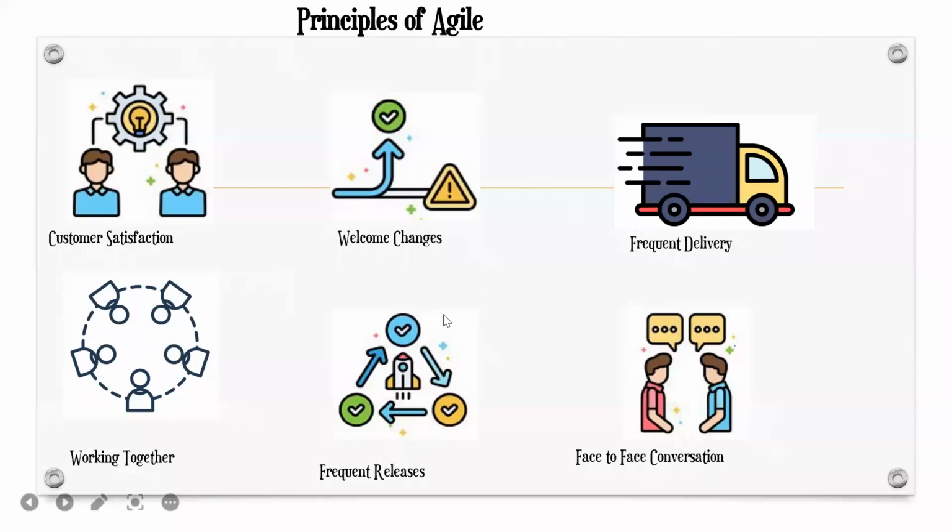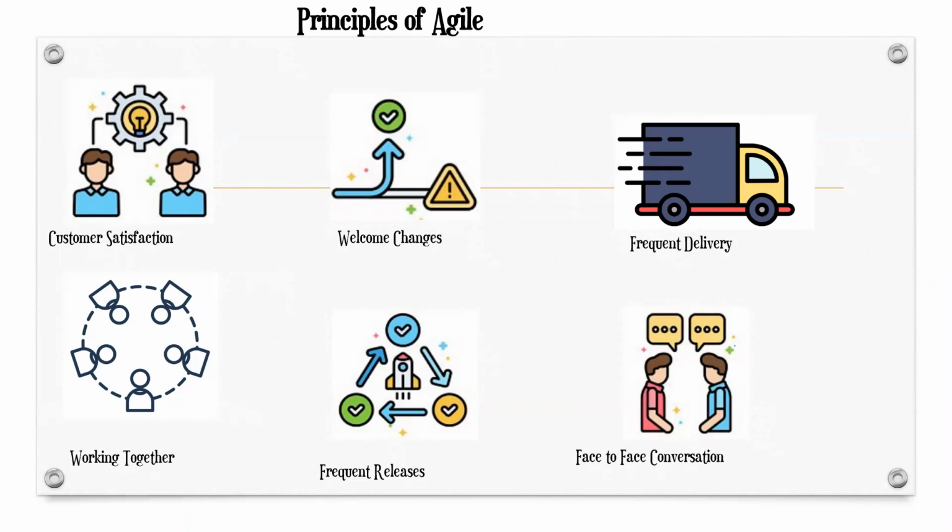And frequent releases, I said here, right? Bits and pieces will be given as small releases, and all together we can have frequent delivery also. So these are the basic principles of Agile. Okay, got it?